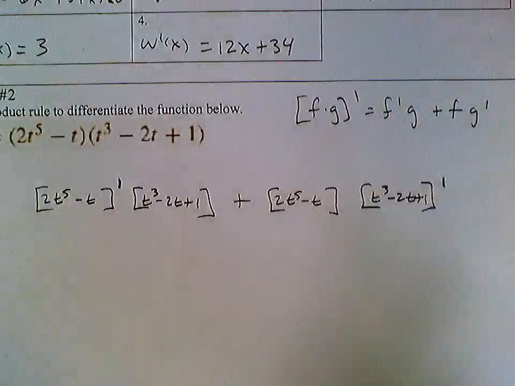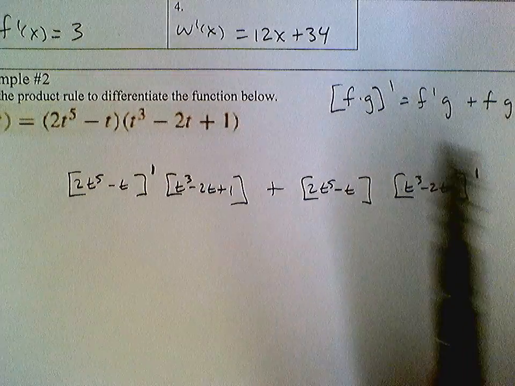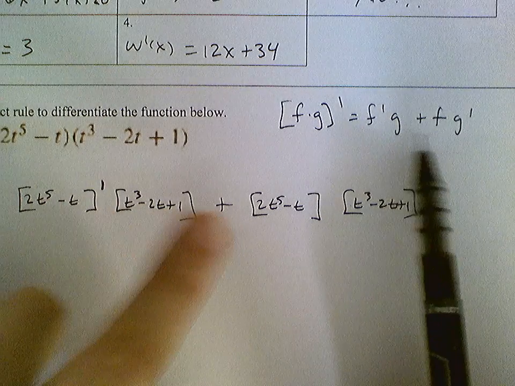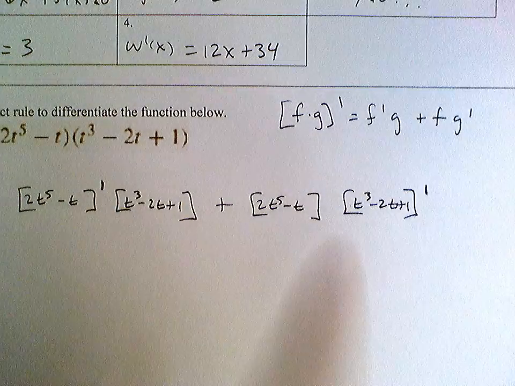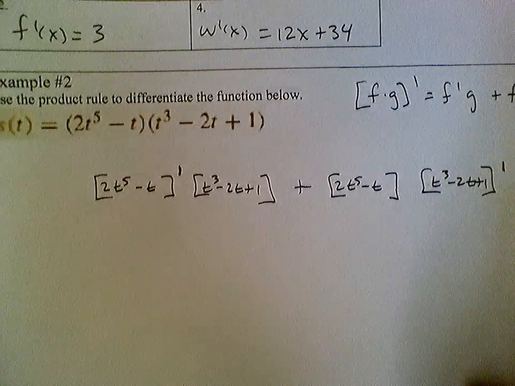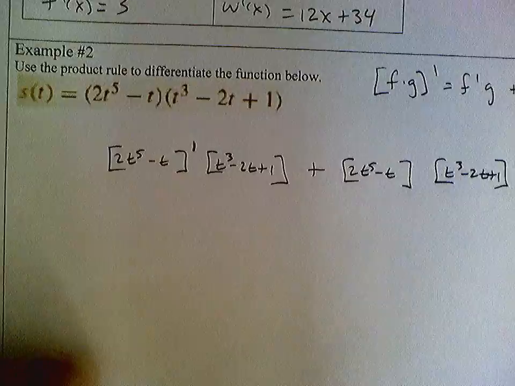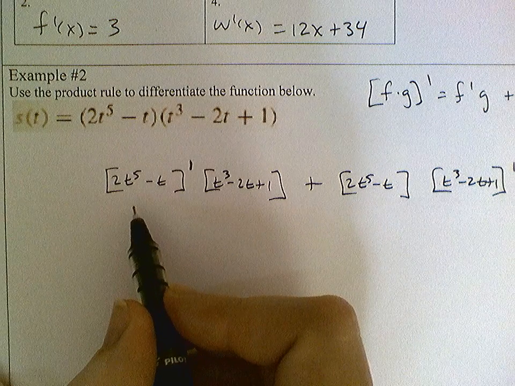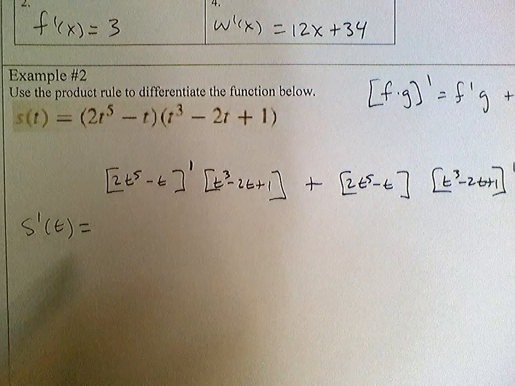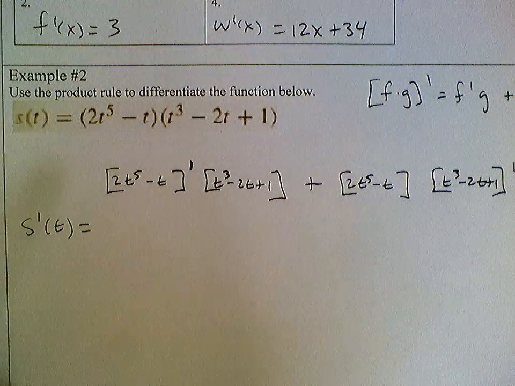And guys, if you look at what I did, I'm essentially just using this formula up here. f prime g plus f g prime. All right. Now, if you've got a bracket with a prime on the outside, that means that you're going to take the derivative of what's inside of it. So I'm about to get my final answer, so I'm going to write s prime of t. All right, you do not have to simplify these, guys.